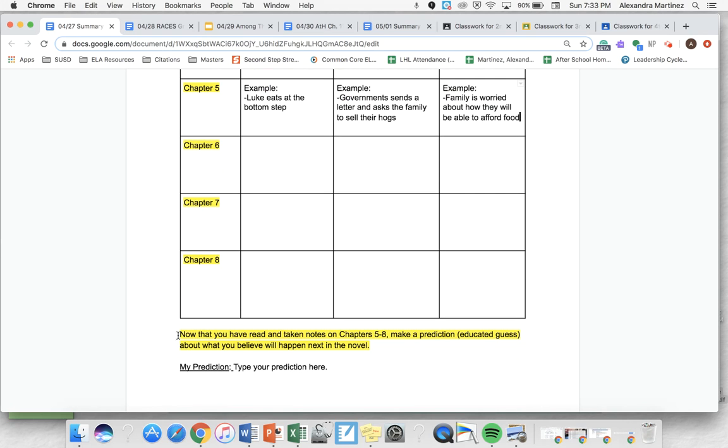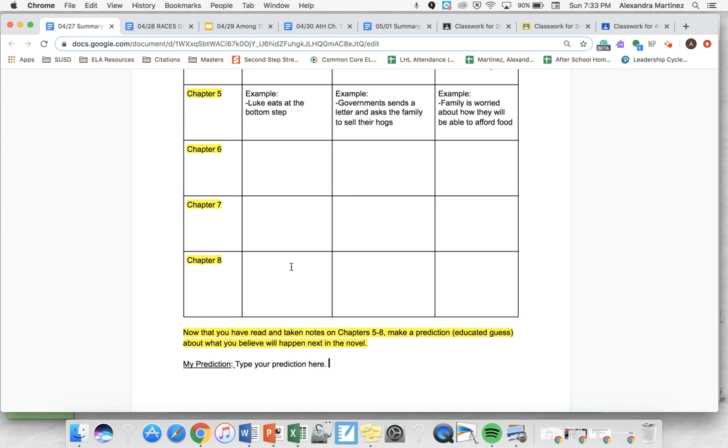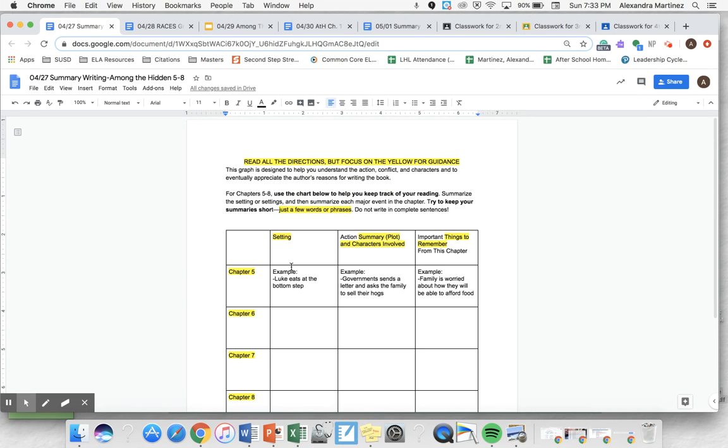At the bottom, because again, we're focusing on the yellow, now that you have read and taken notes on chapters 5 through 8, make a prediction or an educated guess about what you believe will happen next in the novel. So my prediction, and then you type it here. My prediction is blah, blah, blah, whatever that happens to be.